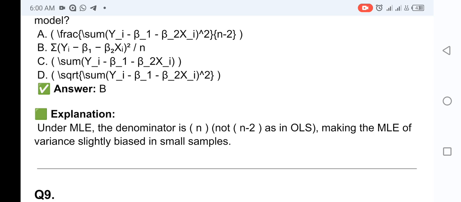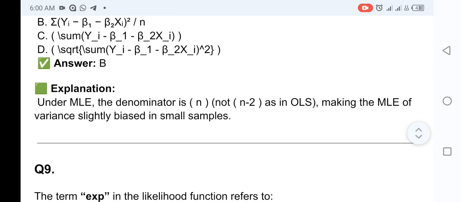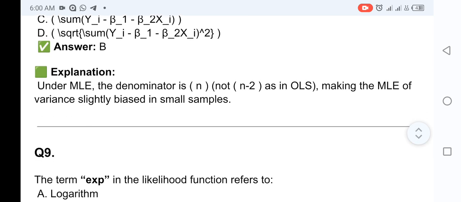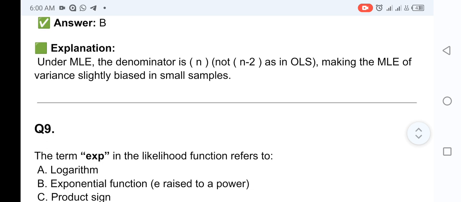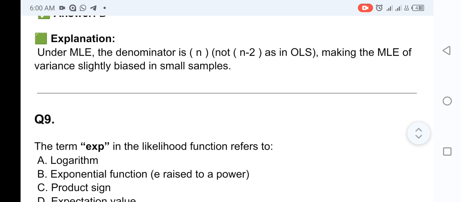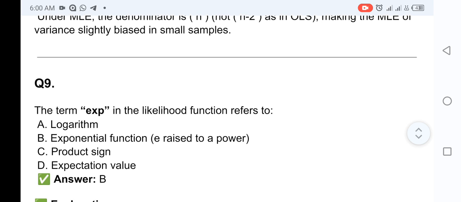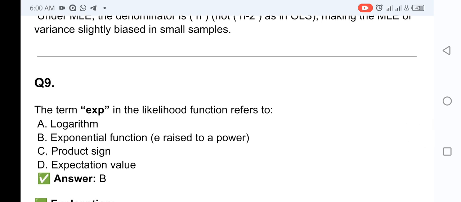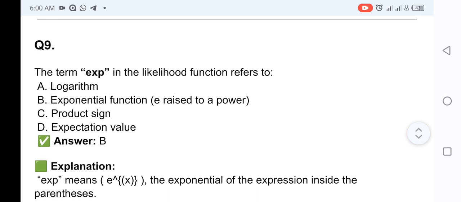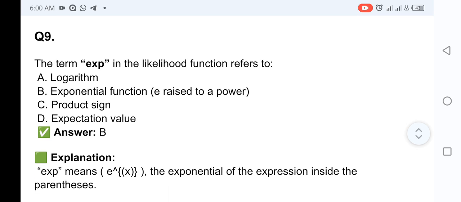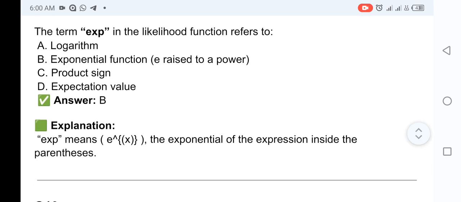Explanation: under MLE, the denominator is n, not n minus 2 as in OLS, making the MLE of variance slightly biased in small samples. Q9. The term exp in the likelihood function refers to: a. logarithm, b. exponential function e raised to a power, c. product sign, d. expectation value. Answer B. Explanation: exp means e caret x, the exponential of the expression inside the parentheses.